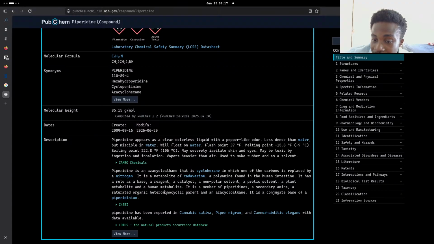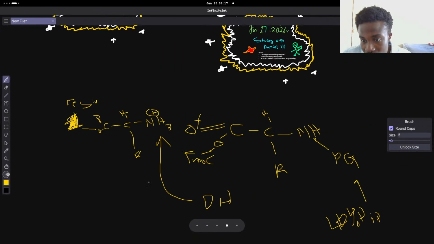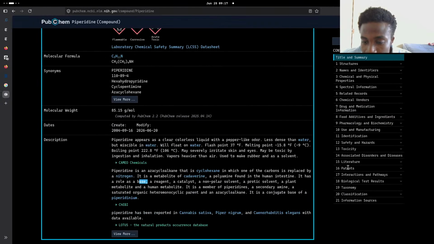It has a role as a base. The reagents. Okay, so it's a base, a base that attacks this protecting group here. A reagent, a catalyst.